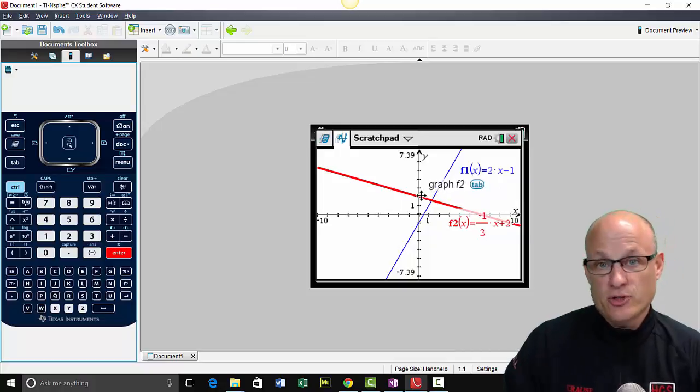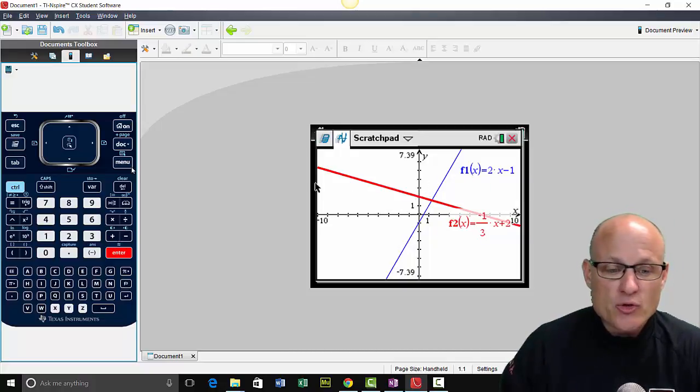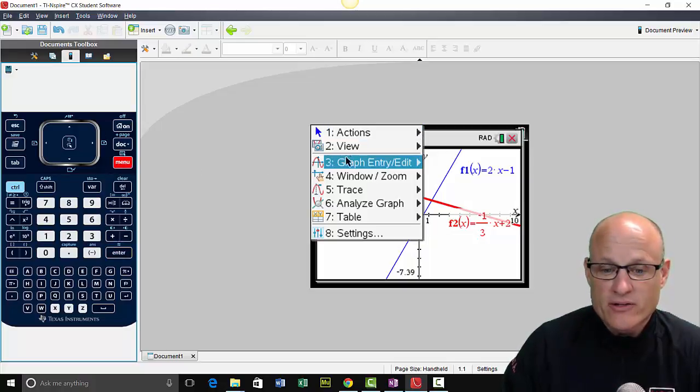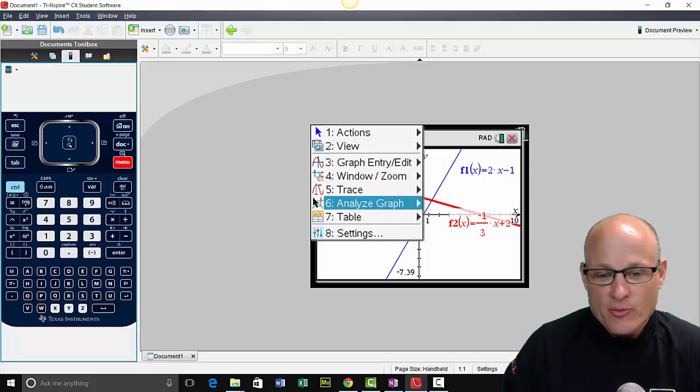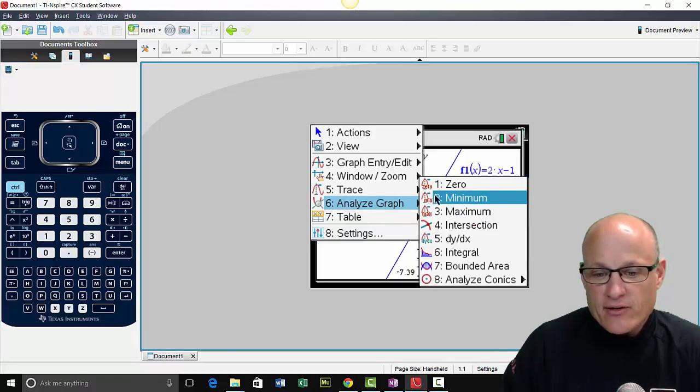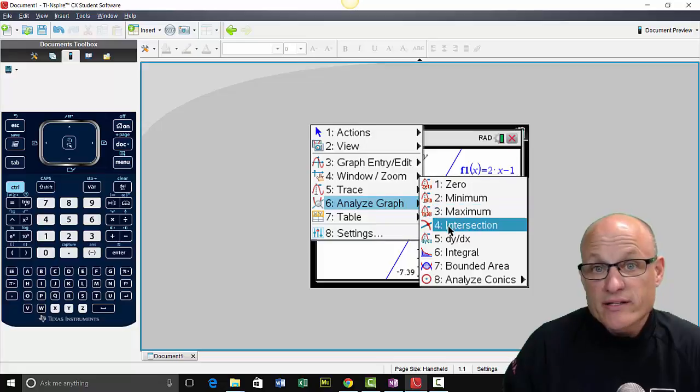Now, there's a couple of things you can do. I'm going to show you the way we did it on the paper by going into menu. Menu is a great button. Lots of stuff underneath menus because there's lots of buttons. Look at all this stuff. And each one of these that you click on's got stuff. So what do we want to do? I believe we want to analyze the graph. You see a parabola and a line here, and we're going to analyze the graph. And there it is right there. We want to find a point of intersection.